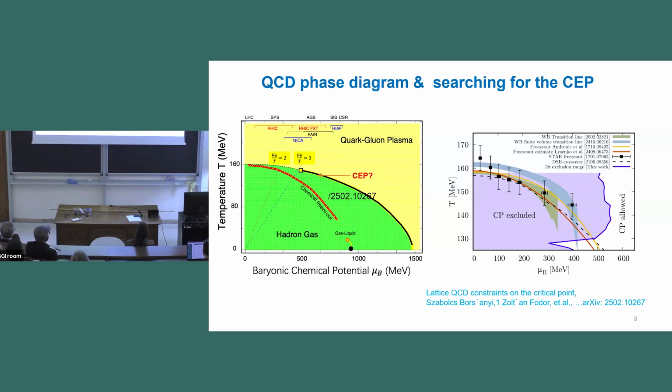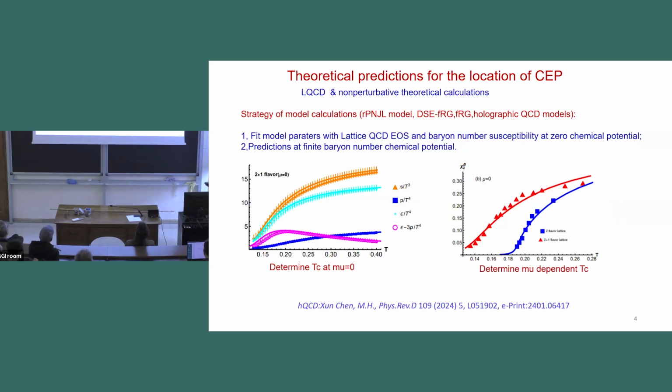This is a lattice result, and this region is excluded through lattice calculations. And also, there are many non-perturbative QCD calculations, including the PNJL model, and also FRG, and also holographic QCD models. And we have some studies from effective models and also holographic QCD models.